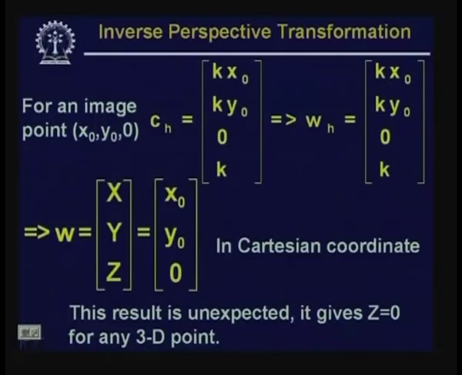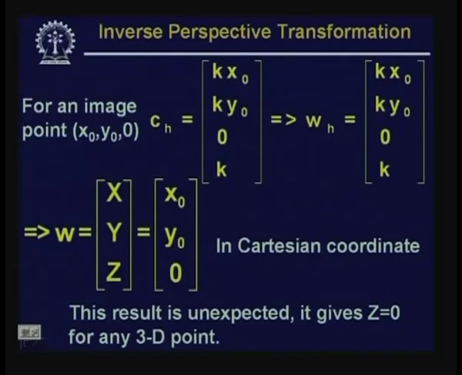Now, if we transform this homogeneous coordinate k x naught, k y naught, 0, k with the inverse perspective transformation P inverse, then what we get is the homogeneous coordinate corresponding to the 3D world point, which is obtained as W H as given in this equation. W H is equal to k x naught, k y naught, 0, k.